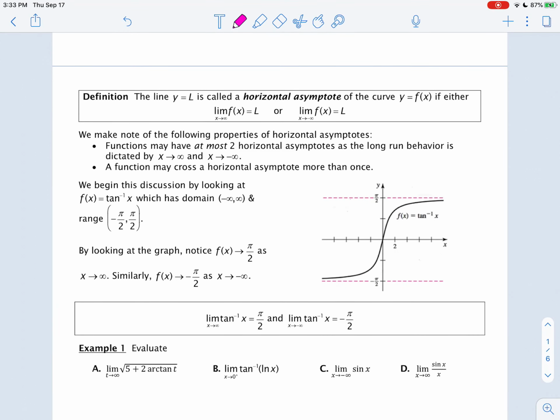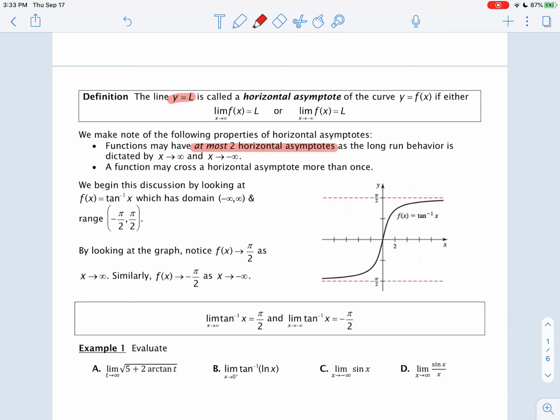So again, the line y equal to L is called a horizontal asymptote of the curve if either the limit as x approaches infinity of f of x equals a finite number, or the limit as x approaches negative infinity of f of x also equals a finite number. And then we would say that y equal to L, which is a horizontal line, is a horizontal asymptote. At most, we can have 2 horizontal asymptotes for a function, because in the real number line we really only have positive infinity and negative infinity. So your function will have at most 2.